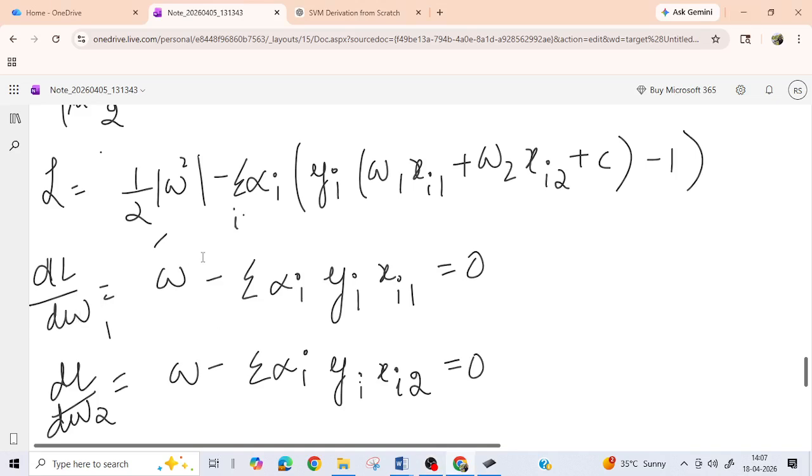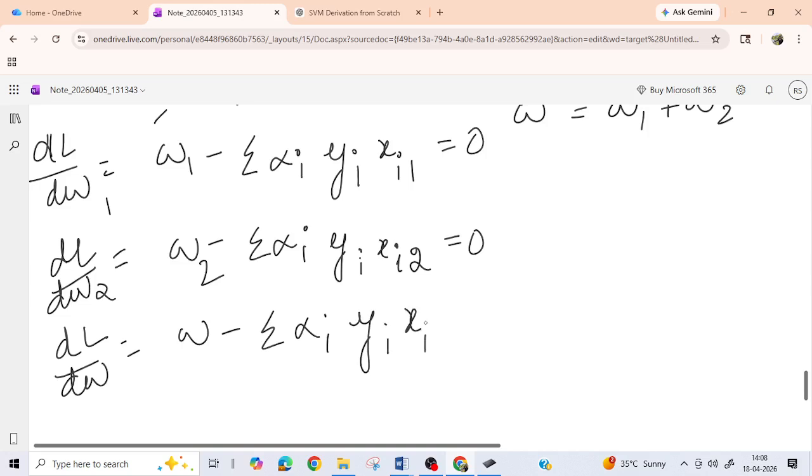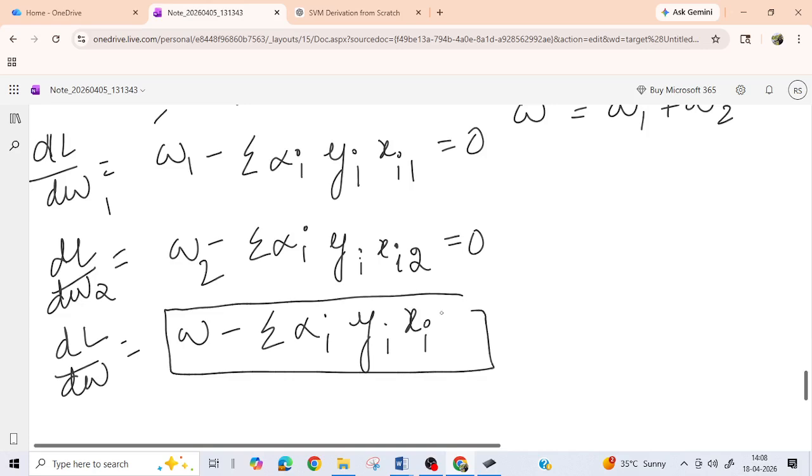One thing, over here when I'm writing w square, it would be w1 and this would be w2. Why? Because w square can be written as w1 square plus w2 square. Okay, and when you differentiate it with respect to this, we get this. So generally we can say, dL by dw, if we are writing in the vector form, it would be w minus summation of alpha i yi into xi, equal to 0, which means w equals summation of alpha i yi into xi. Okay, this is one relation which we get.